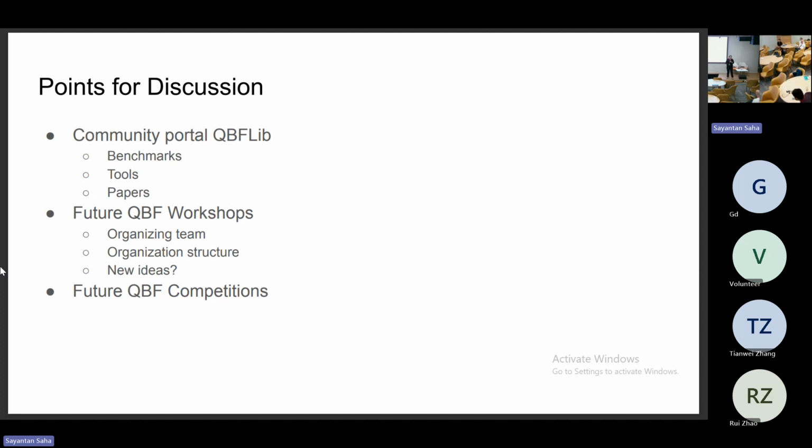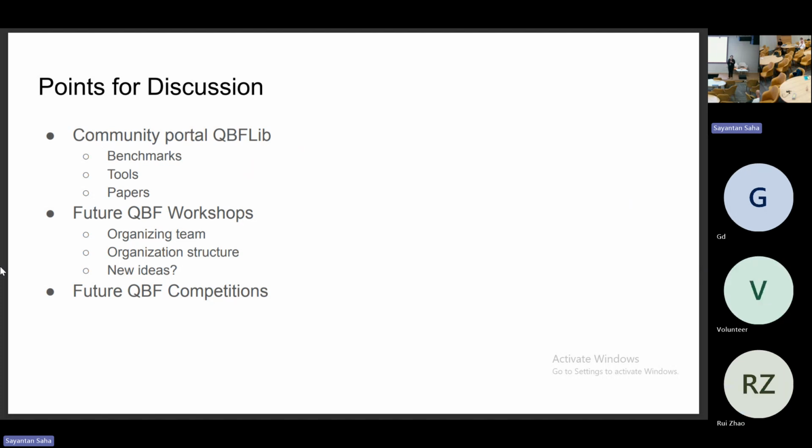I would like to use the last minutes of this session to discuss some issues that relate to recent research and that are quite pressing. I would be happy to collect ideas, maybe also get in touch with people who are interested to contribute. And this relates to several aspects. In particular, one main point that is quite urgent is the QBFLib.